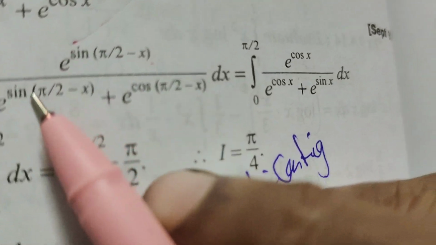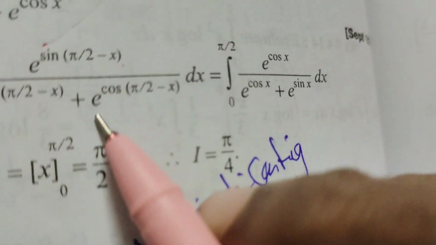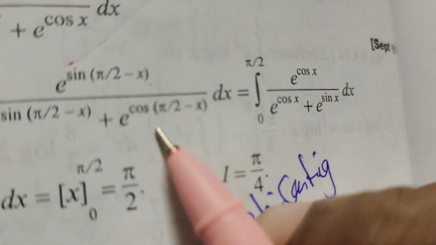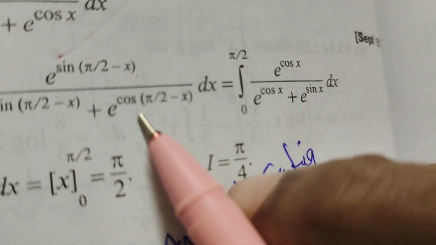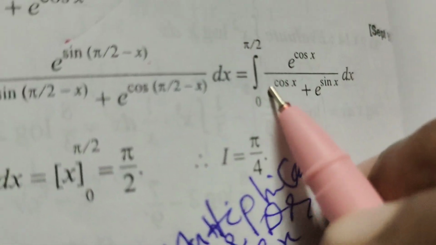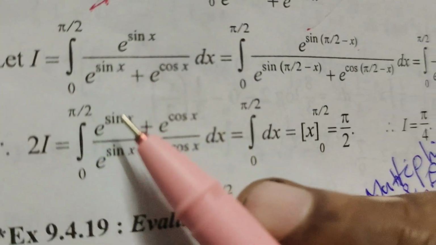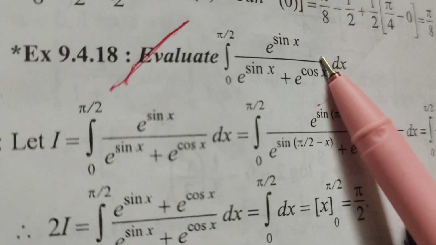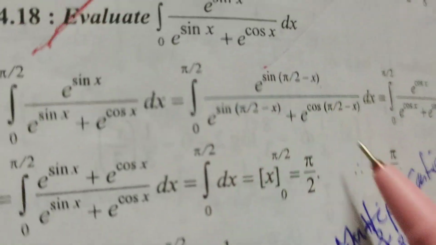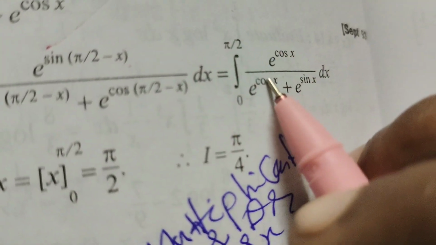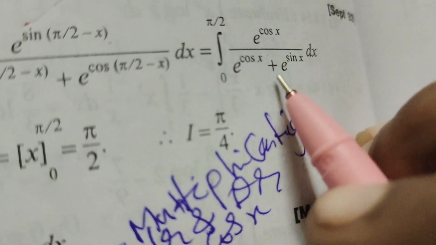In place of theta, x is there, therefore cos x, e power cos x, plus here also e power sin x, I mean cos 90 minus theta, cos 90 minus x is sin x, dx. Okay, next, I equals to, given problem, we'll get here integral 0 to pi by 2 e power cos x by e power cos x plus e power sin x.